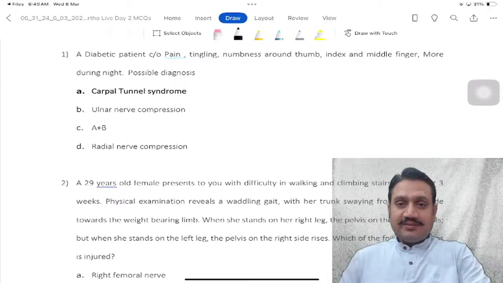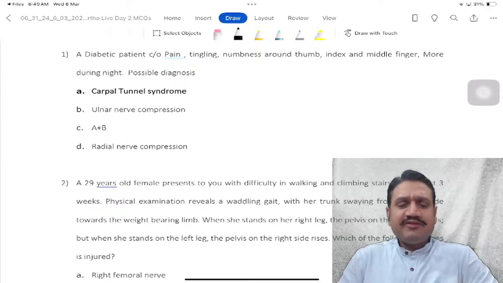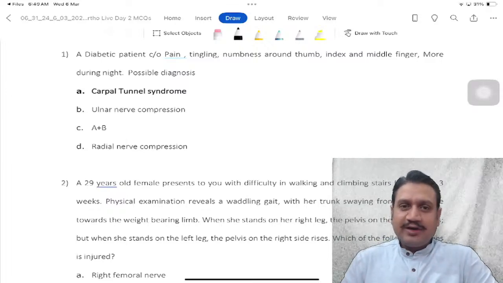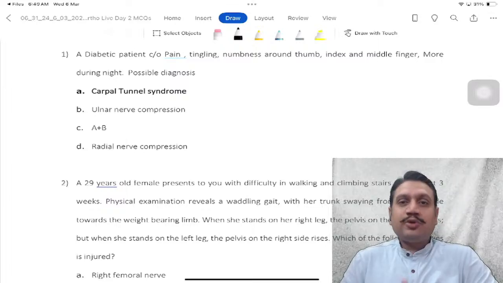So let's start. We'll just start with this. See, the very first question is a very straightforward one, and I do believe that most of you would have been easily able to answer it, right?